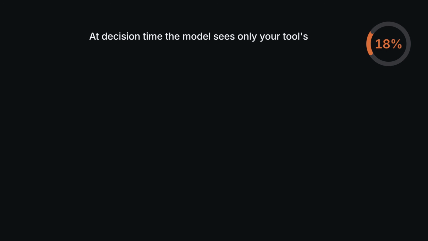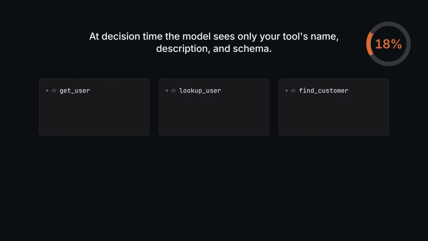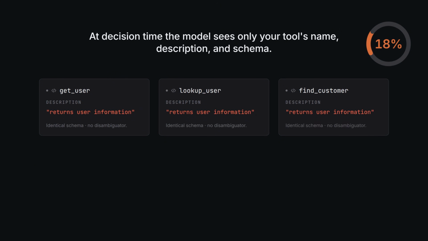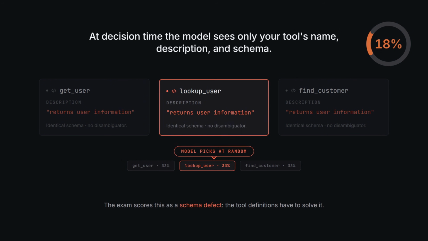Three things to learn deeply. First, tool descriptions decide whether the model picks the right tool. At decision time, the only thing the model sees is each tool's name, its description, and its input schema. If you ship 3 tools called getUser, lookupUser, and findCustomer, all described as "returns user information," the model picks essentially at random, and the exam scores that as a schema defect. The tool definitions have to resolve that ambiguity.